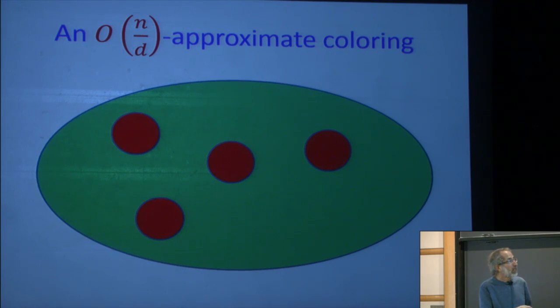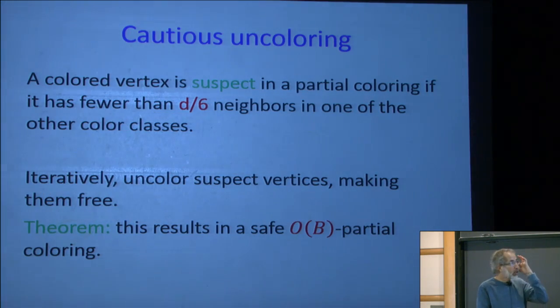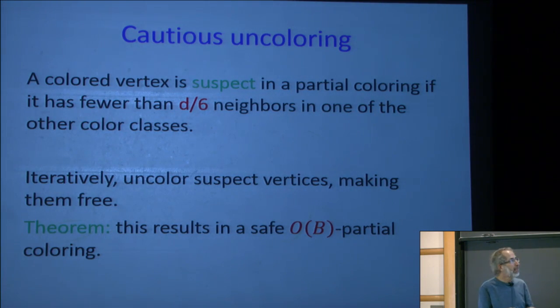So you start from a situation like this and you shrink the bad areas. That's what happens here. In the next step, you do a cautious uncoloring. Every vertex that suspects that maybe something is wrong with its color, why would it suspect it? Let's say it has too few neighbors in some other color class. So it thinks maybe accidentally I should have belonged to this other color class. So every vertex that suspects that something is wrong just uncolors itself.